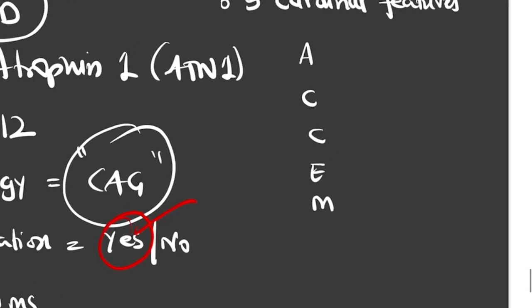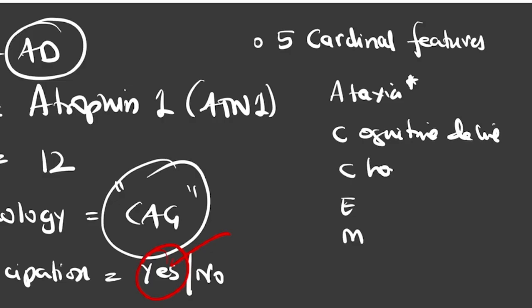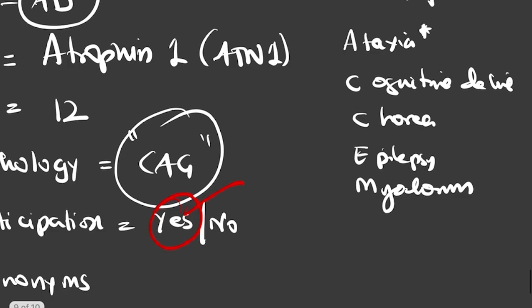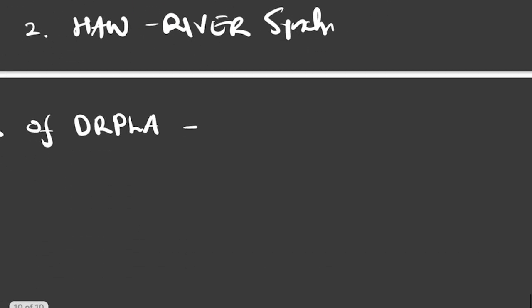What are the 5 cardinal features of DRPLA? Ataxia is the first, because we included this under classification of inherited ataxia. So you should remember that one of the cardinal features is ataxia. Then we have cognitive decline, then chorea, epilepsy, then myoclonus. So these are the 5 cardinal features of DRPLA: ataxia, cognitive decline, chorea, epilepsy, and myoclonus.